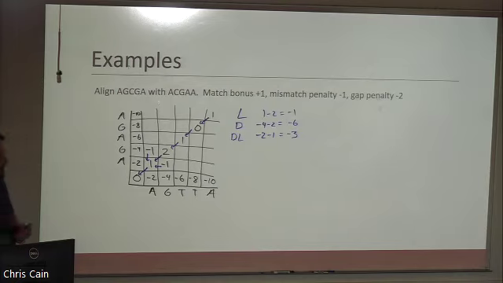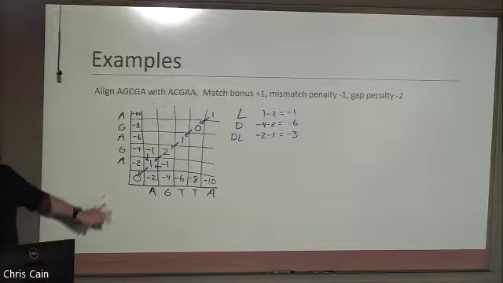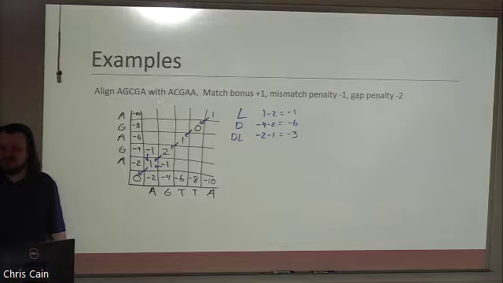Now, any last minute questions with regards to these calculations or sequence alignment? How it maps to dynamic programming, why it's as efficient as it is?